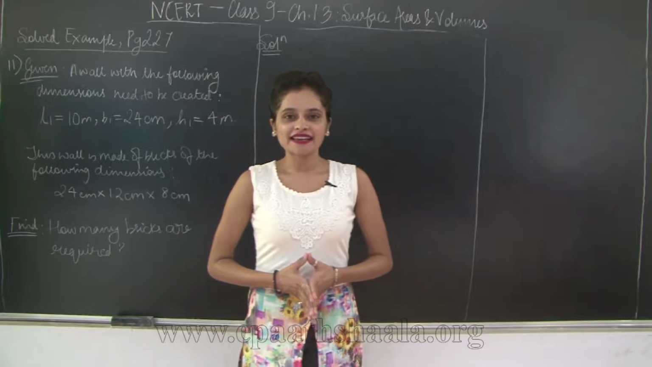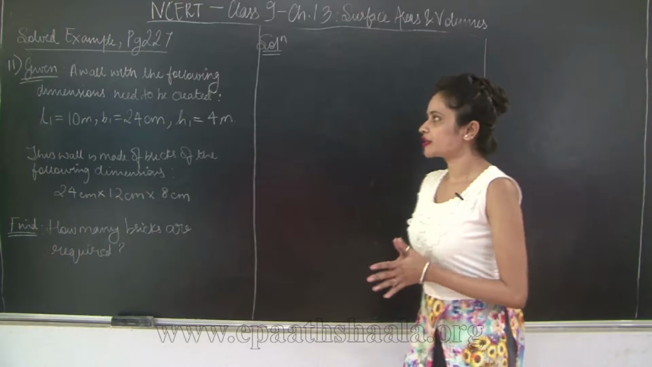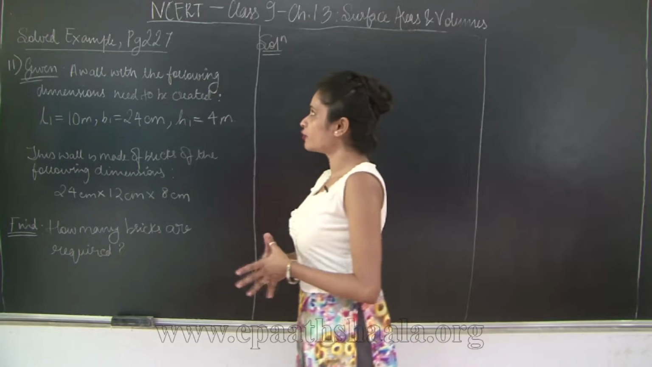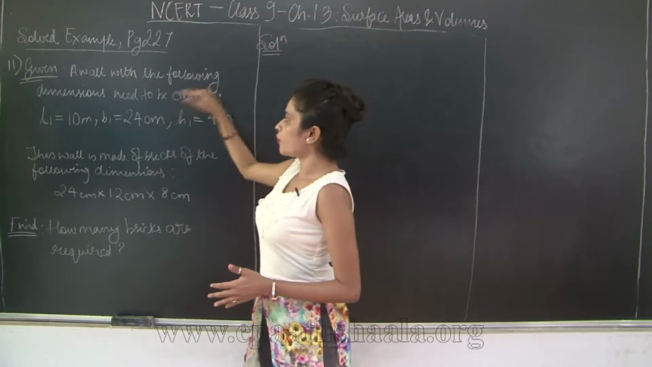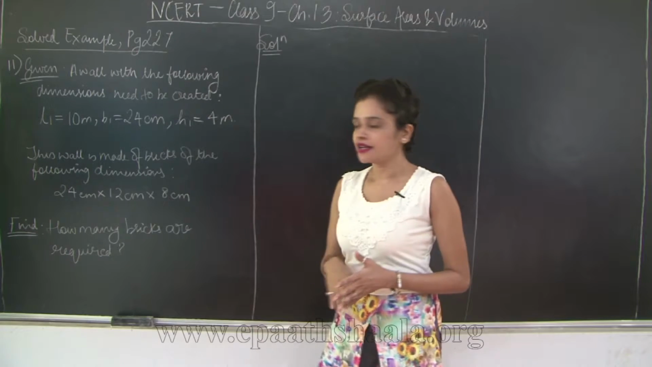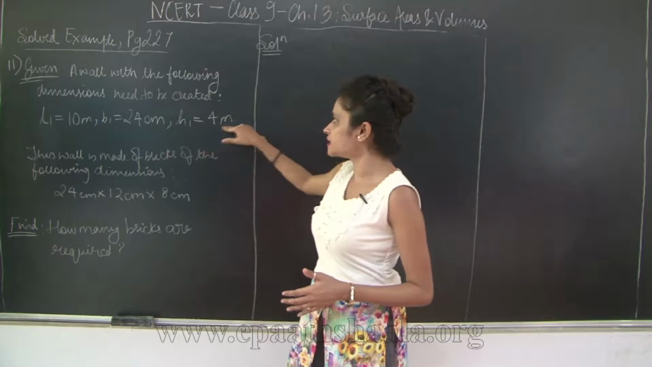Hello students, welcome back. Let us take a look at a solved example based on volume of cubes and cuboids. This is example number 11 on page 227. It states that a wall with the following dimensions needs to be created. The length is 10 meters, breadth is 24 centimeters and height is 4 meters.